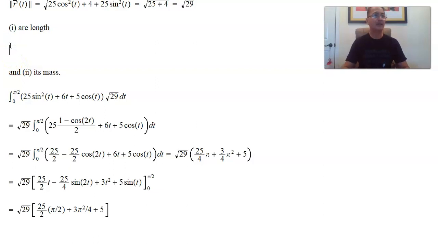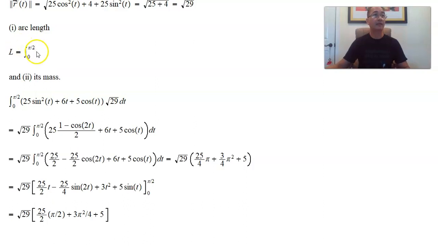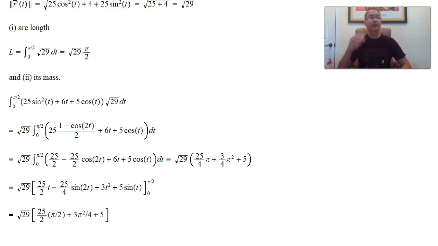Why do I keep mixing them up? So the length will be the integral from 0 to pi over 2 of just the magnitude of r prime. Okay, so it's just the square root of 29 dt. Of course, that is simply square root of 29 times pi over 2, since t becomes pi over 2. So square root of 29 pi over 2. All right, so that is our arc length and that is our mass.